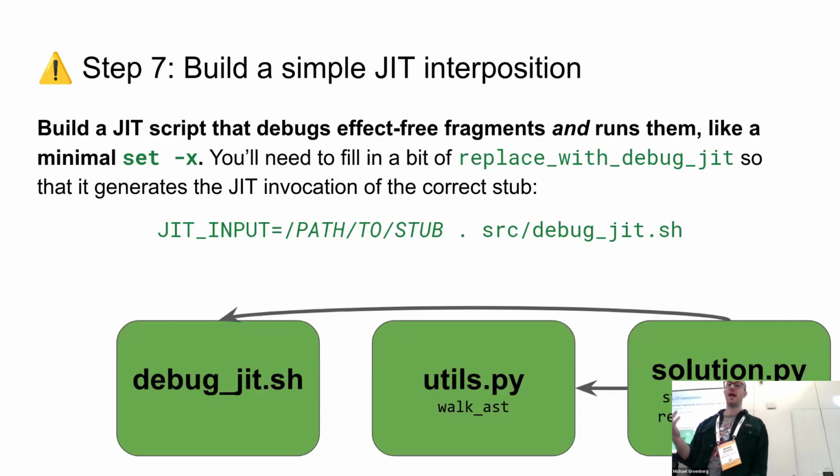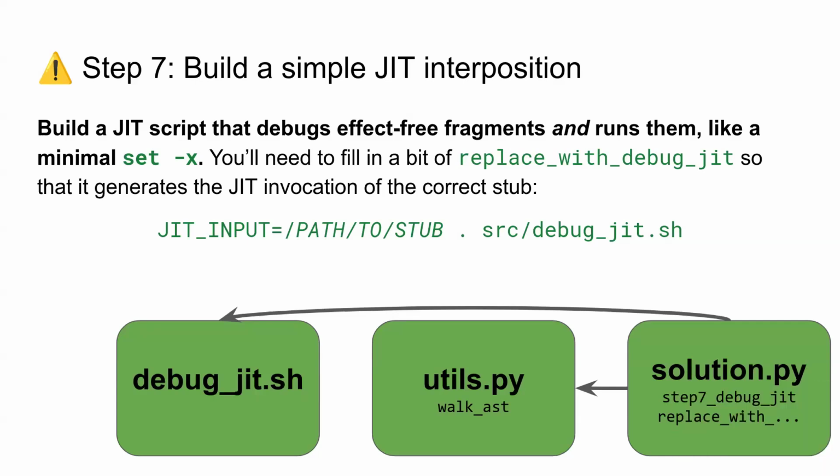Okay, so to do that, we're going to need to, well, there's a couple things we need to do. The main thing that you'll need to do is in the replace with debug JIT function, you'll need to generate this code. So this is an invocation of the JIT. So what does it mean to invoke the JIT? Well, we need to tell it which region we're looking at. So we've designated the JIT input variable to be the way that we're going to convey that.